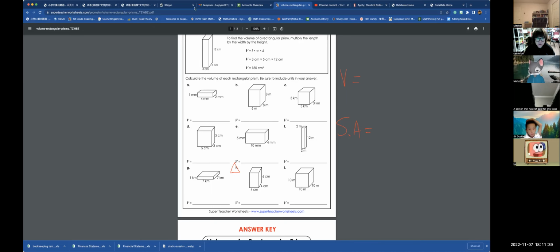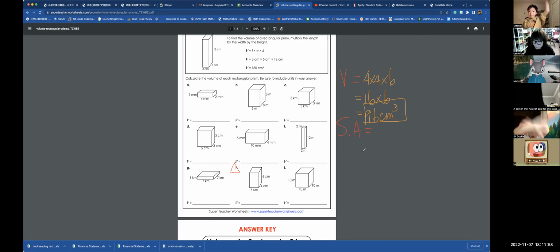Okay, I have received your answers. So now I'm just going to tell you who is getting right. Everybody take a look at my answer. Volume is easy. 4 times 4 is the base, times the height, equals 16 times 6 equals 96 centimeter cube. 有多少人做对啦? Okay, good job.